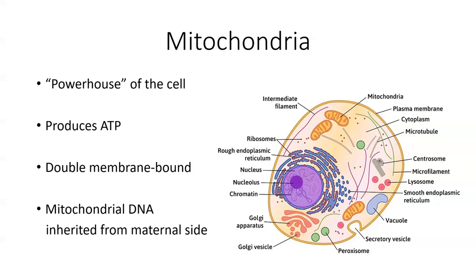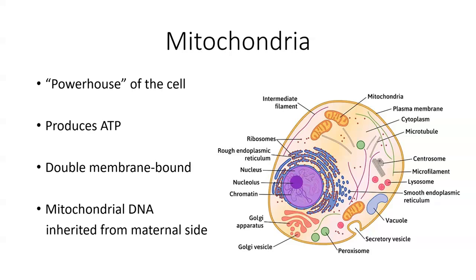So a cell may have as little as a few hundred or as many as several thousand mitochondria, depending on the activity level and therefore the energy requirements of that cell. So think a skin cell versus a muscle cell, for example. They're going to have very different energy requirements.